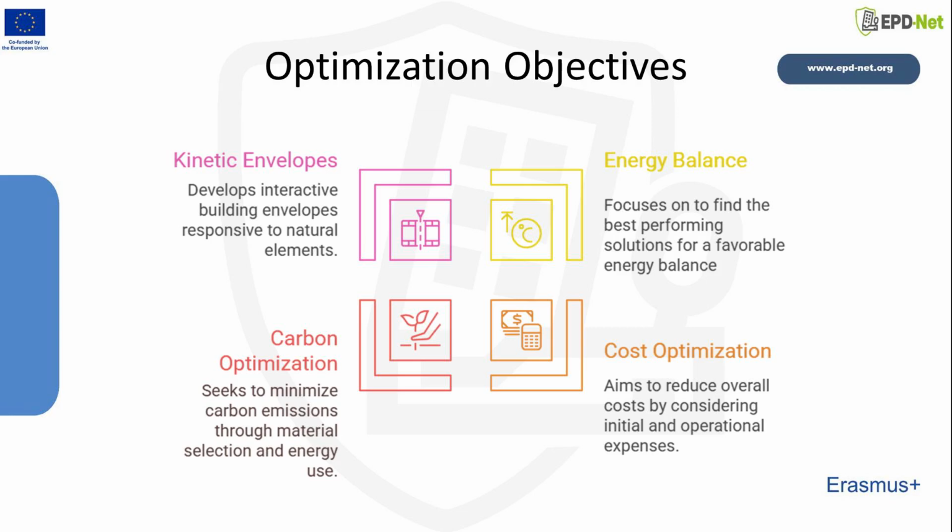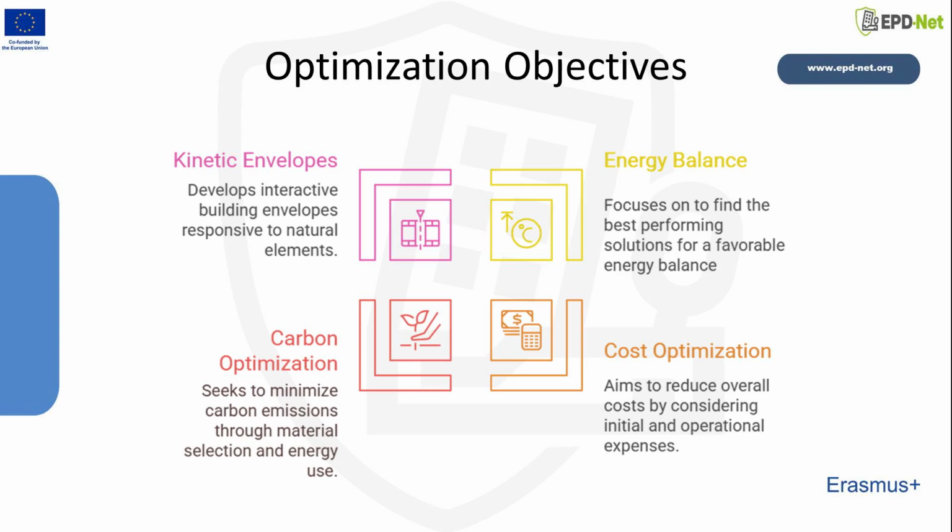Parametric optimization allows high-performance buildings to be evaluated against specific, measurable goals beyond simple energy consumption: energy balance and performance. The core objective is to find the best performing solutions for a favorable energy balance, typically by linking the geometry to thermal analysis tools and minimizing cooling and heating loads.